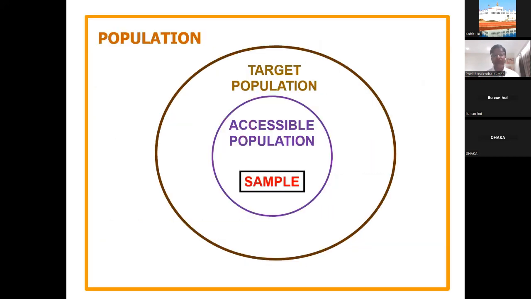So let's see, the whole population is the big circle. Again, this is called the target population. Then the accessible population is inside. Suppose there is a state, and the whole target is the whole state of any country, then for the accessible population, out of that village, only 15 families, or 20 families, or 25 families can be selected. This is called the sampling, the sample.